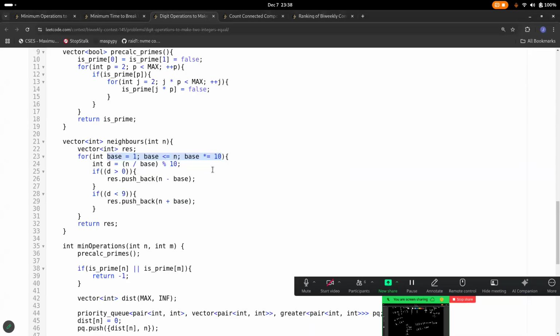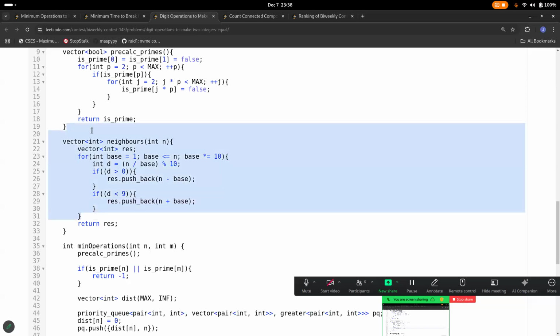So how do we get our neighbors? We have this result array. We iterate over all the bases starting from base equal to 1, base less than or equal to n. If base is greater than n, then division will lead to 0, and we multiply the base by 10. We get our digit. Basically, we divide our n by base. We take modulo 10. If our digit is greater than 0, then we can decrement this digit. Decrementing the digit corresponds to subtracting base from n. If our digit is less than 9, we can increment this digit. Incrementing corresponds to adding base to n, and this will basically help us calculate all our neighbors.